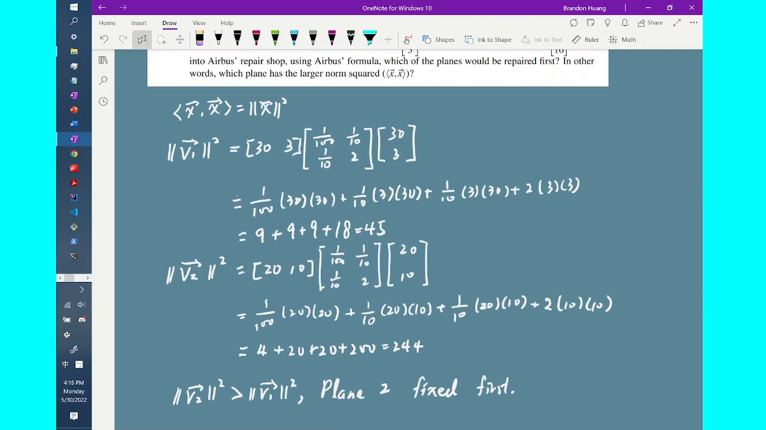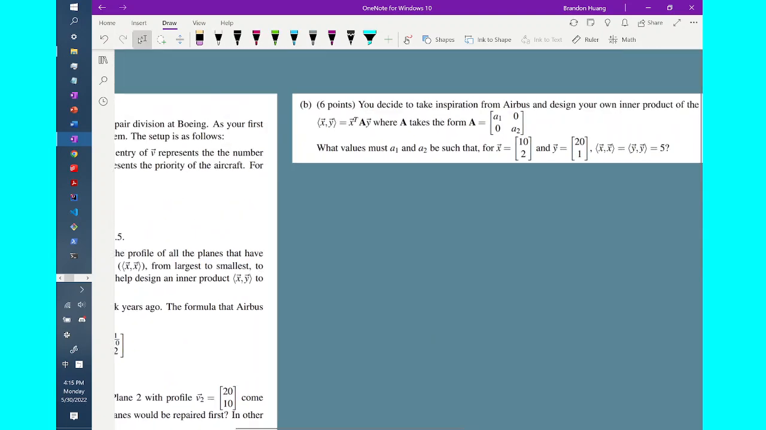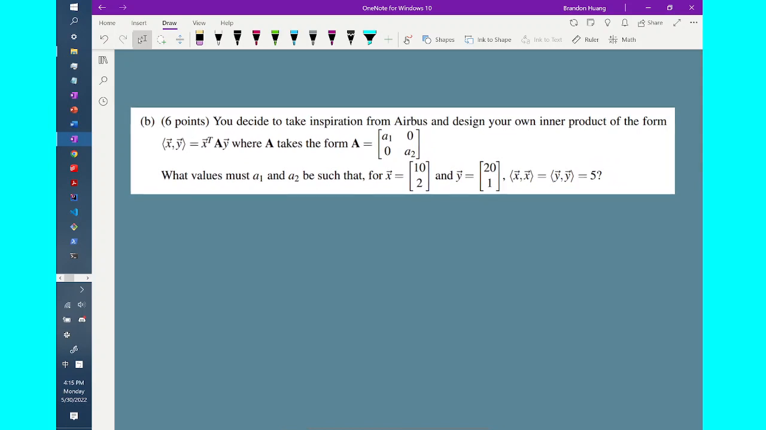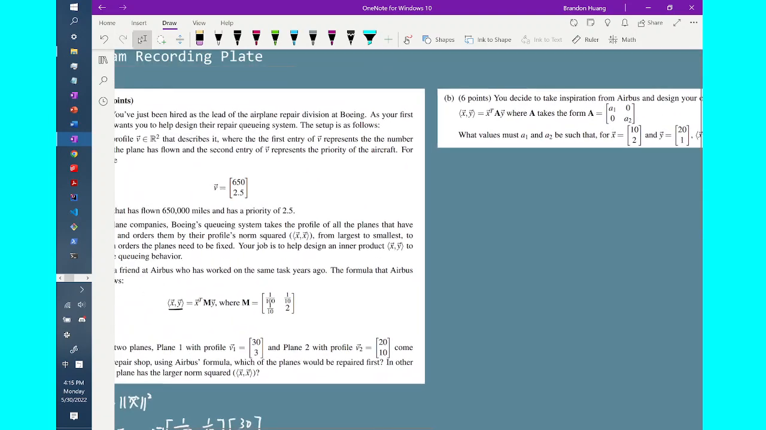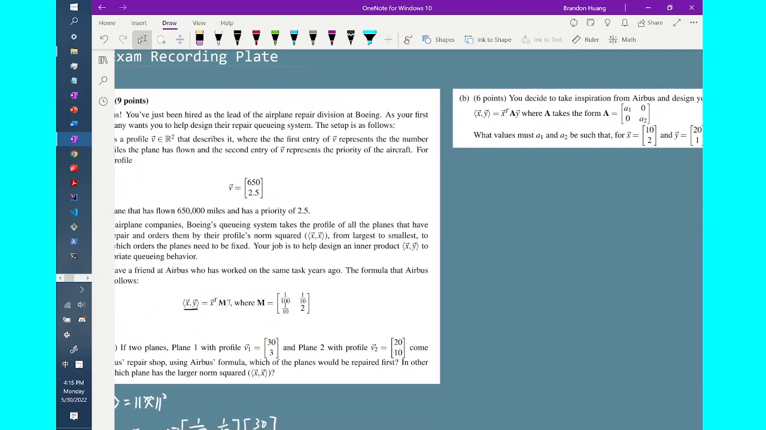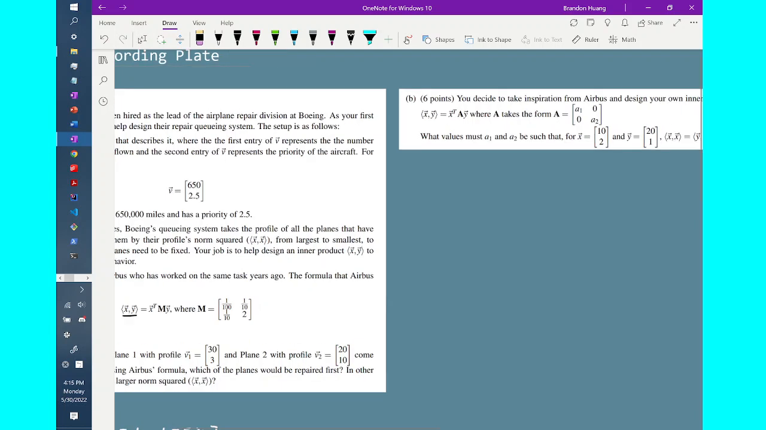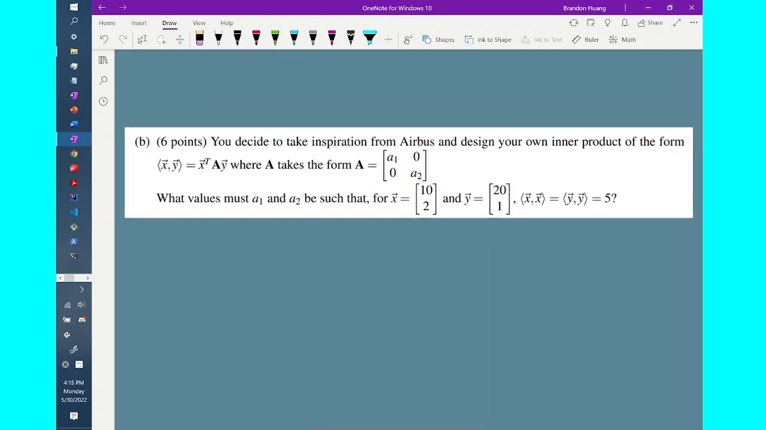Now that we have finished dealing with the first part of the question, let's move on to the other part. So now we decided to take inspiration from the previous definition of inner product and create our own, which is that in the equation, the matrix M here is being replaced by some other matrix that is a diagonal matrix, and we don't know the elements along the diagonal yet. But we have to calculate that such that for a profile X and profile Y like this, the norm squared of X is equal to the norm squared of Y, which is equal to 5.